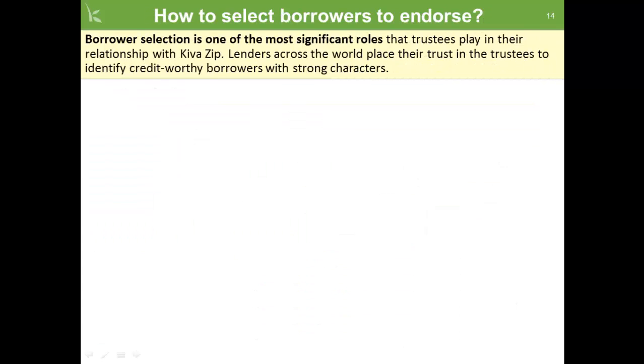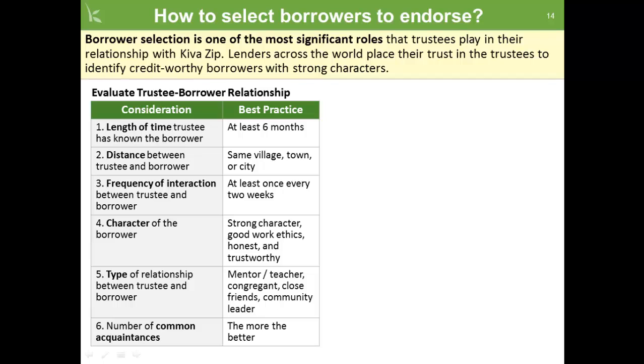Now you're just about ready to start endorsing borrowers. But first, let's talk about selecting the right borrowers for Kiva Zip. Borrower selection is one of the most significant roles that trustees play in their relationship with Kiva Zip. Lenders across the world place their trust in you to identify creditworthy borrowers with strong characters. Here are some best practices Kiva Zip has gathered over the years.